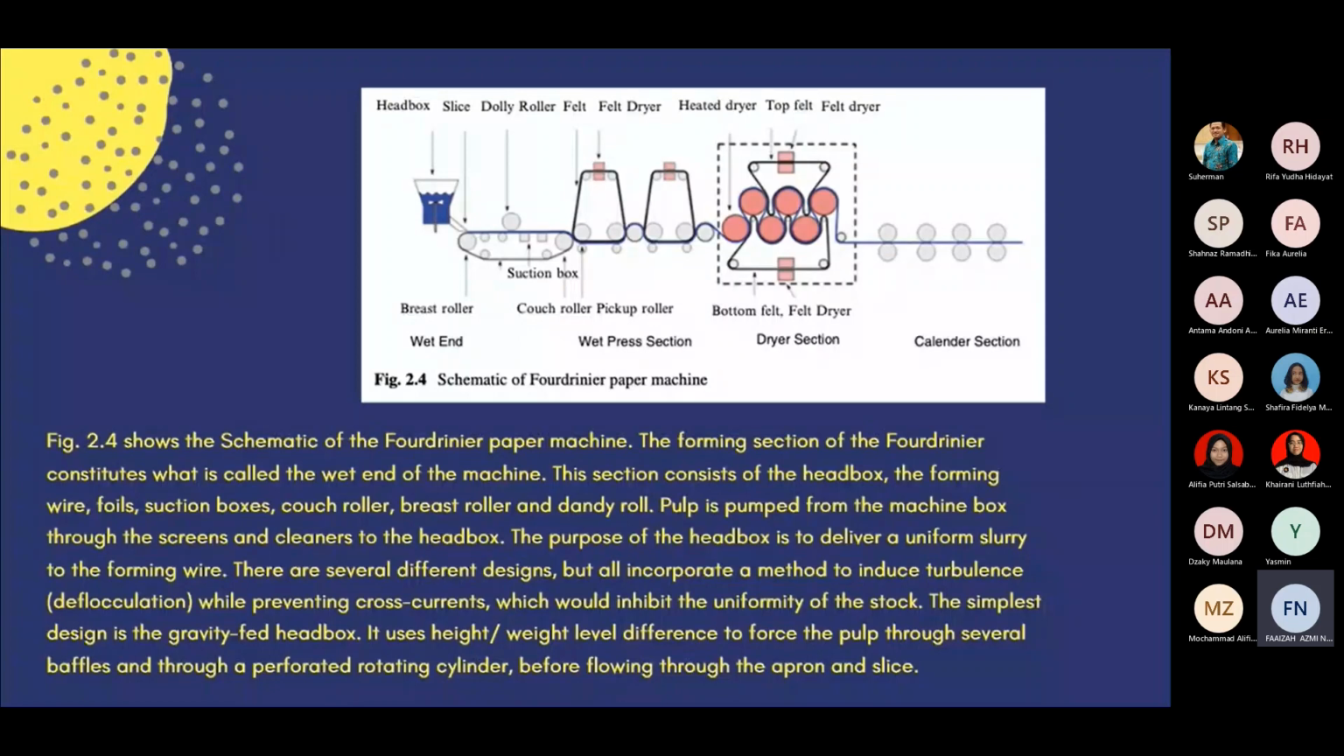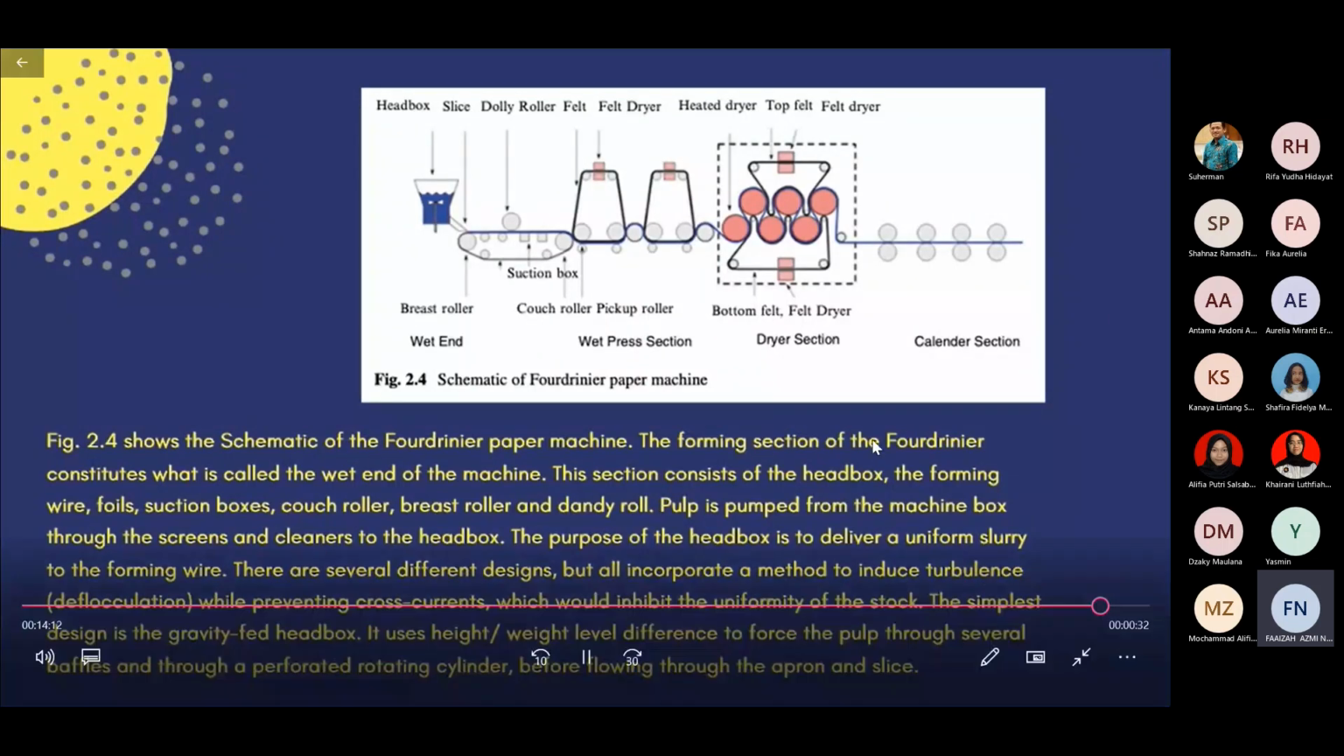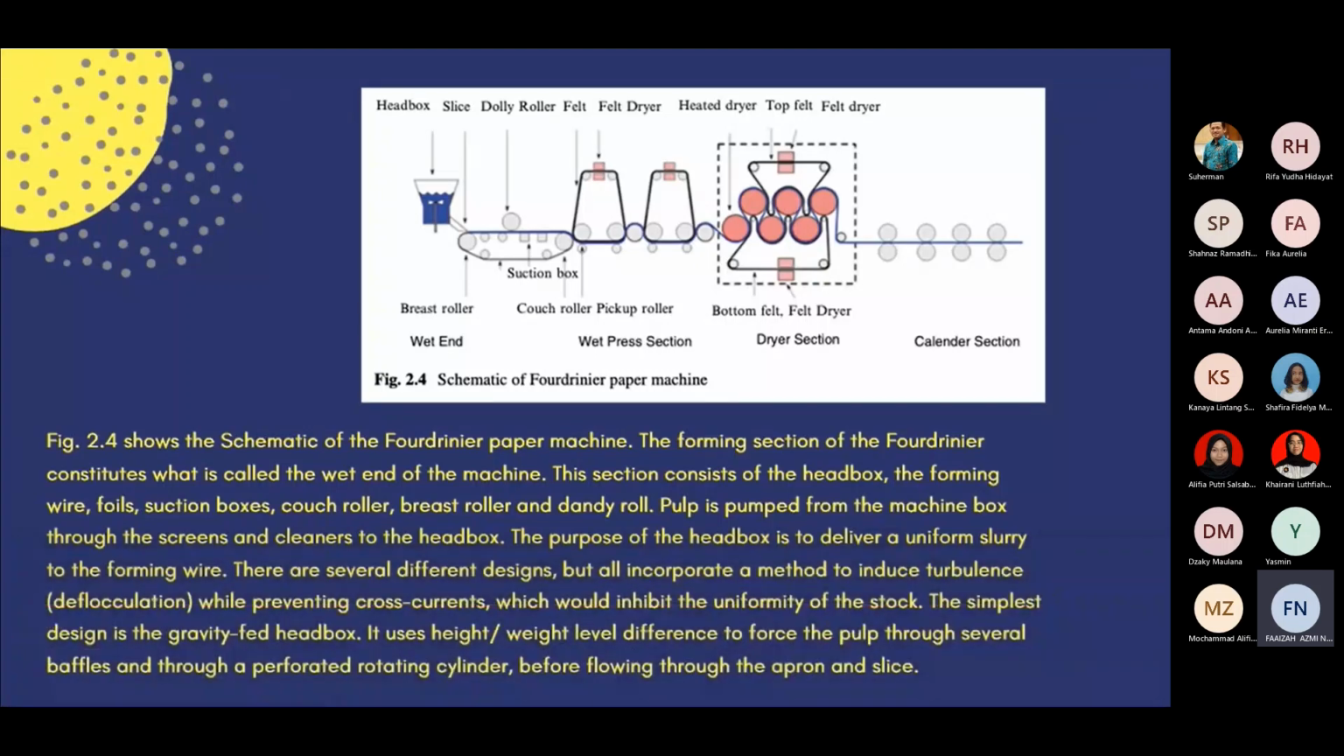There are several different designs, but all incorporate a method to induce turbulence and deflocculation while preventing cross currents, which would inhibit the uniformity of the sheet. The simplest design is the gravity-fed head box. It uses a height or weight level difference to force the pulp through several baffles and through a perforated rotating cylinder before flowing through the apron and slice.